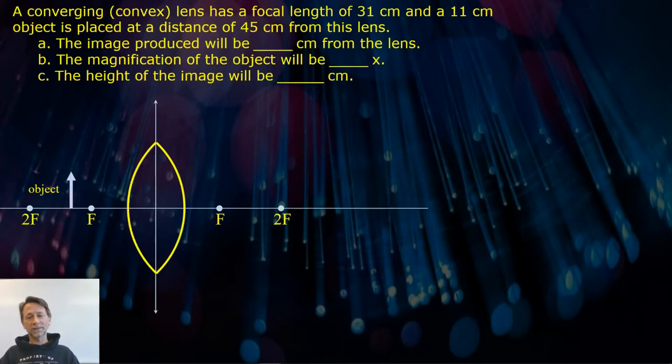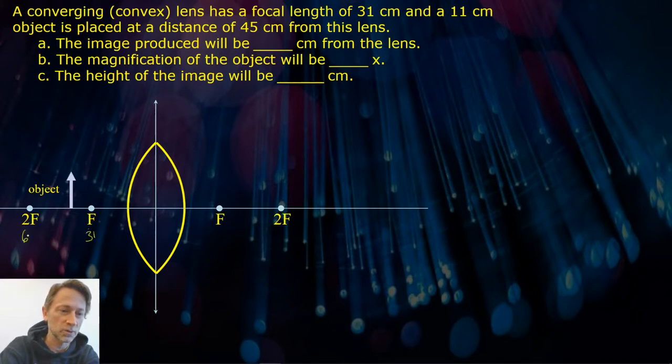So speaking of, let's do a sample problem here. A converging, or convex, lens has a focal length of 31 centimeters. So I know that this F value is going to be 31, and I know that this 2F is going to be 62. Now remember, the 2F is just a reference point, same as the center of curvature was just a reference point whenever we were talking about mirrors.